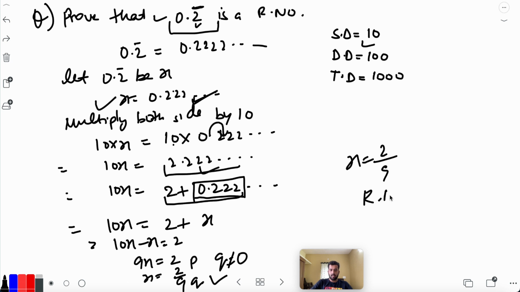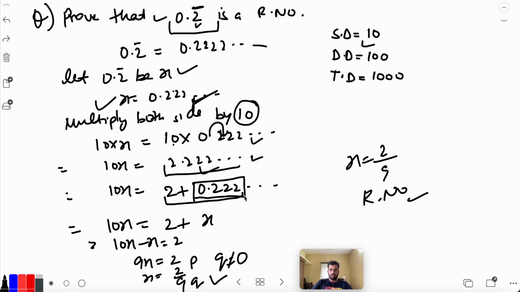This is a rational number. Are you getting it? What I did, I am repeating it. See, 0.2 bar is there on a single digit. Whatever is the question, assume it as x. Here was the bar on a single digit, that was multiplied with 10.